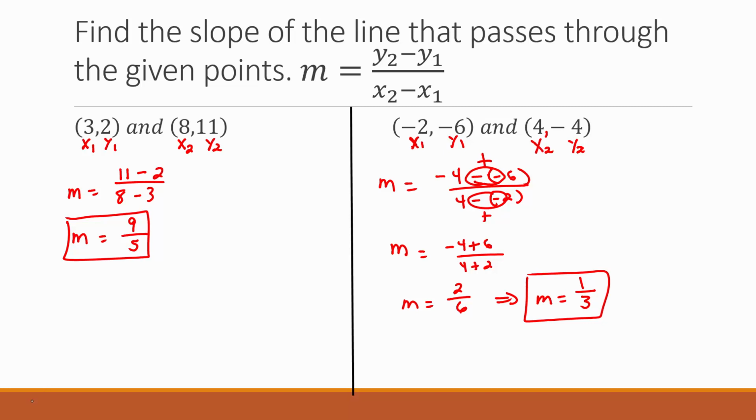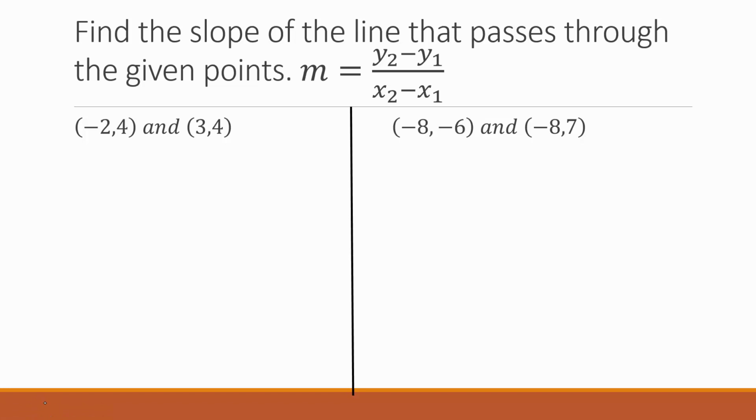Okay, let's look at a couple more examples. Same process. We're given the point (negative 2, 4) and the point (3, 4), and we know that a line goes through those 2 points, and we want to find the slope of that particular line. So we will subtract the y coordinates, our vertical change, for the numerator, 4 minus 4, and we will subtract the x coordinates for our denominator, 3 minus negative 2.